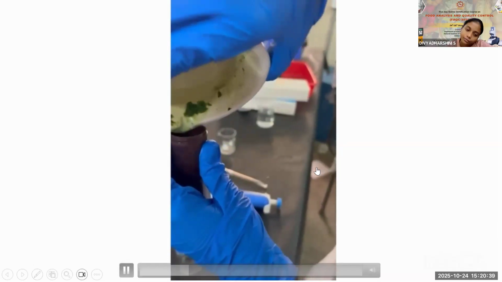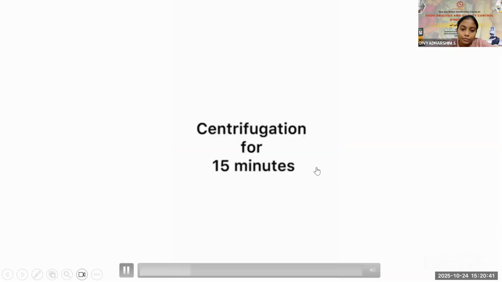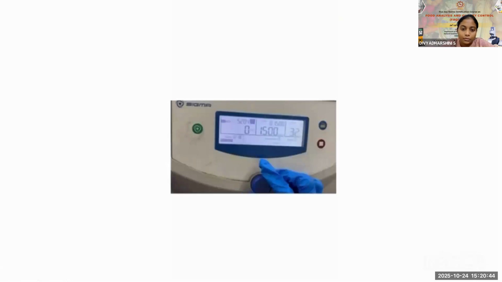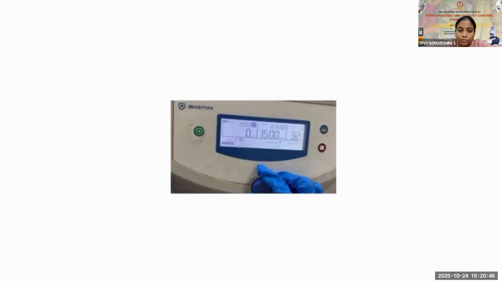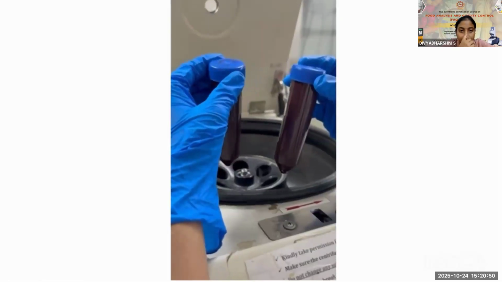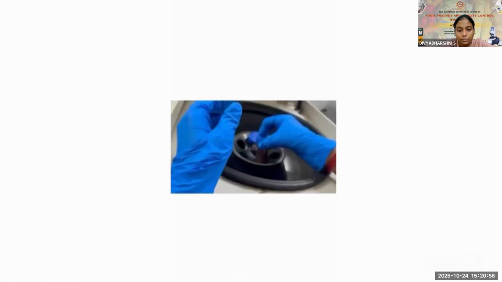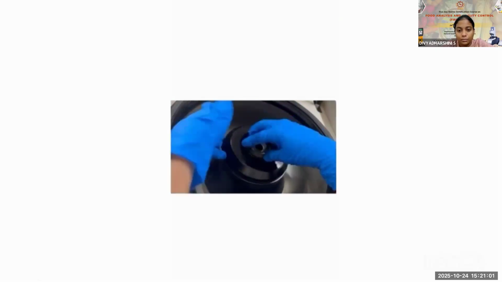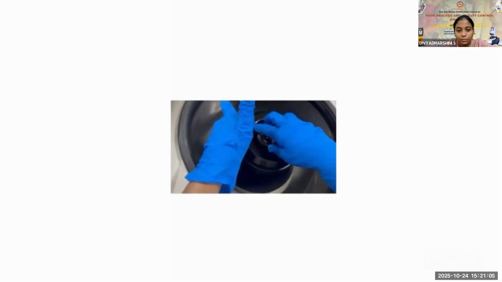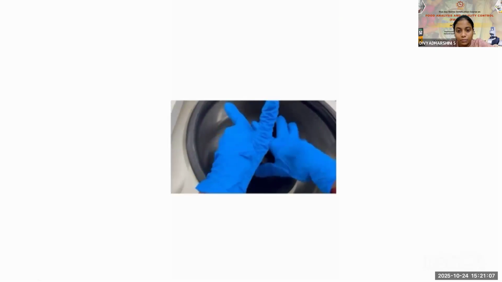It will take some reaction time. In the meantime, centrifugation for 15 minutes. I have to keep the timer for 15 minutes and set the rotation speed. We have to keep the same sample weight for the centrifugation balance. Otherwise, it will make some sound. Then we will be closing the centrifuge panel. Once it is set for 15 minutes, we will note down the timing, and once it is finished, it will indicate with a sound.